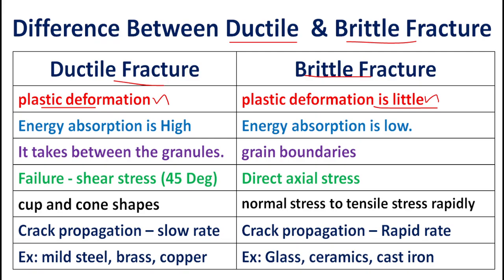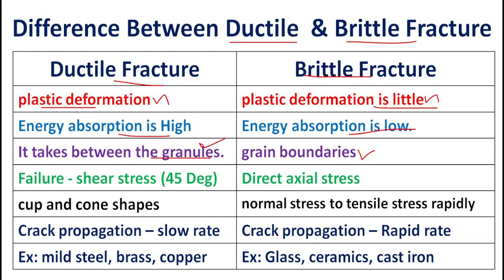Energy absorption is high during ductile fracture. In brittle fracture, energy absorption is very low. Ductile fracture takes place through the grains, and brittle fracture takes place along the grain boundaries.